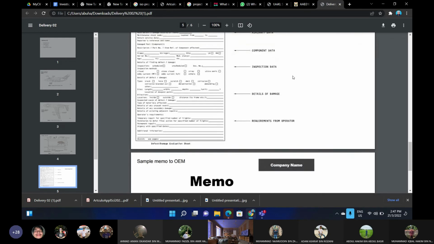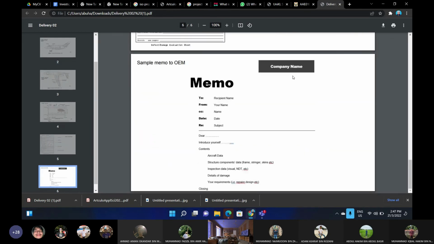After you have done that, you write a memo to the OEM. This is the example. And the memo should have all those components. First one is who you are writing to, and introduce yourself. When you introduce yourself, it's not personal, not you, me, and I. It is you representing the company. It's not you as a person.